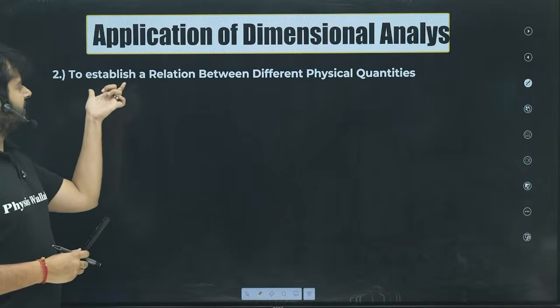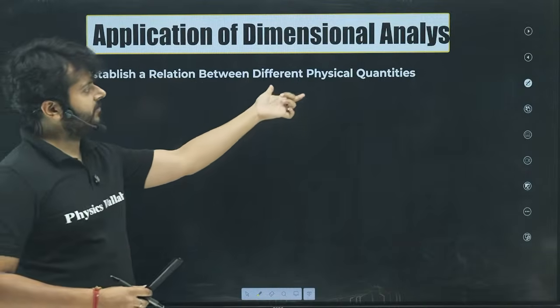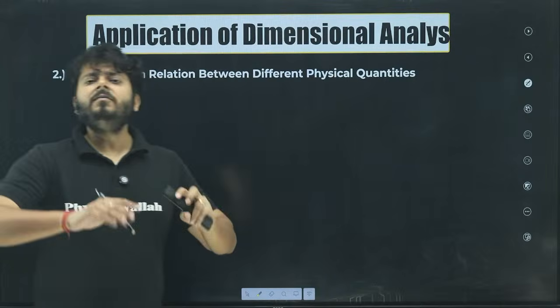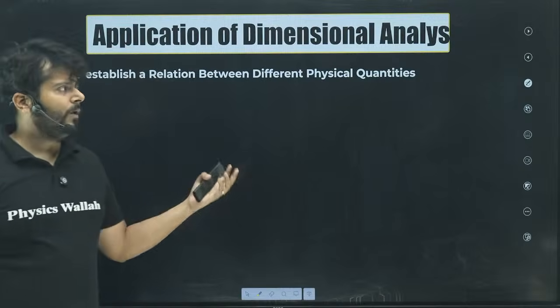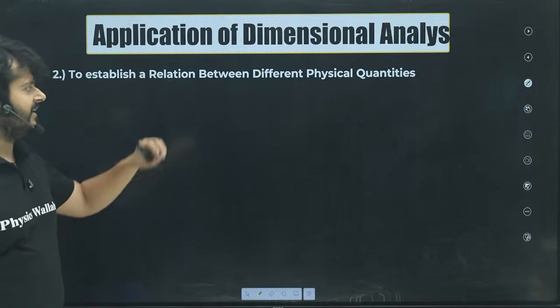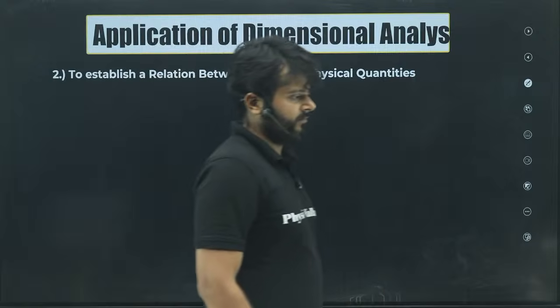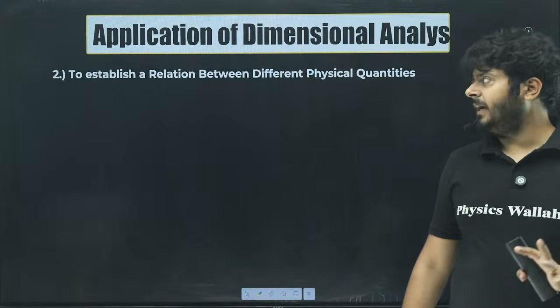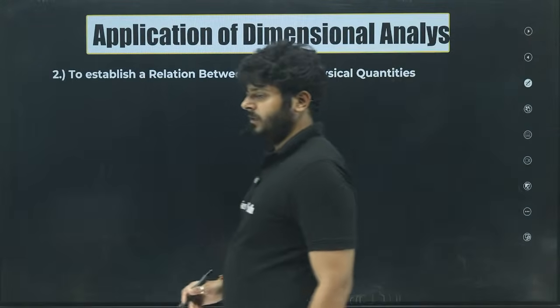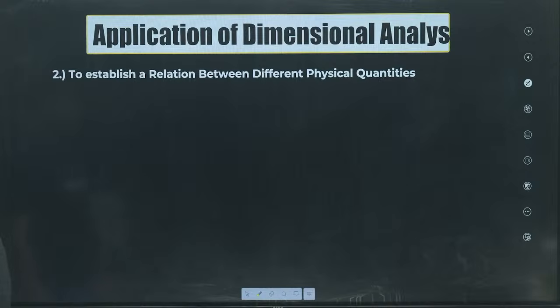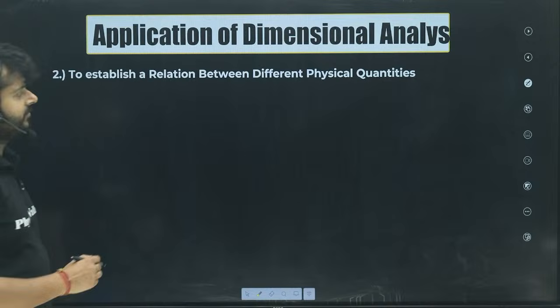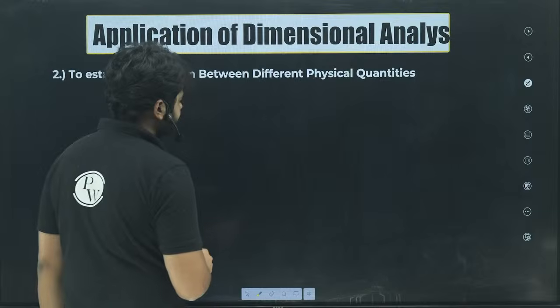The second application is to establish the relation between different physical quantities, right? So you have different physical quantities and you want to relate them. How will you relate these different physical quantities? That's a set of challenges, right? That's another application of dimensional analysis: how to establish the relation between different physical quantities. Now understand that.